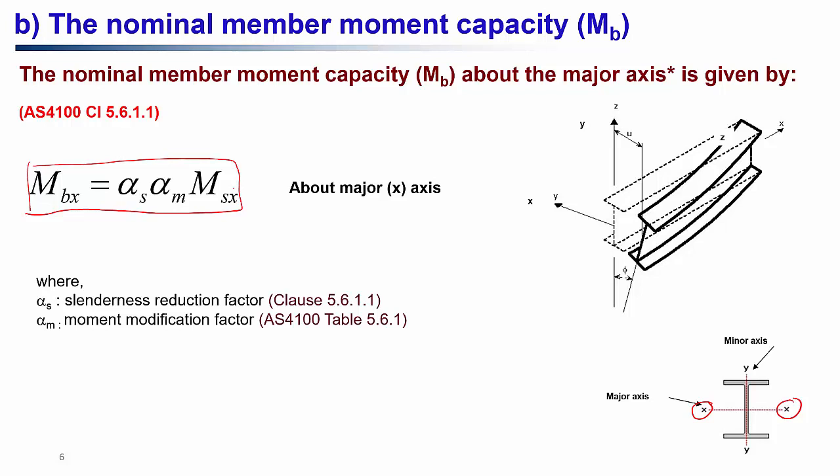So alpha s and alpha m take into account the lateral torsional buckling mechanism. We'll be using these two factors and multiplying them with the nominal section moment capacity MSX to get our member moment capacity for the given section. As you can see in the lateral torsional buckling, the member has buckled laterally and also twisted as well. So this is the kind of failure mechanism we can see in beams which are not laterally braced or which do not have rotational resistance along the beam.